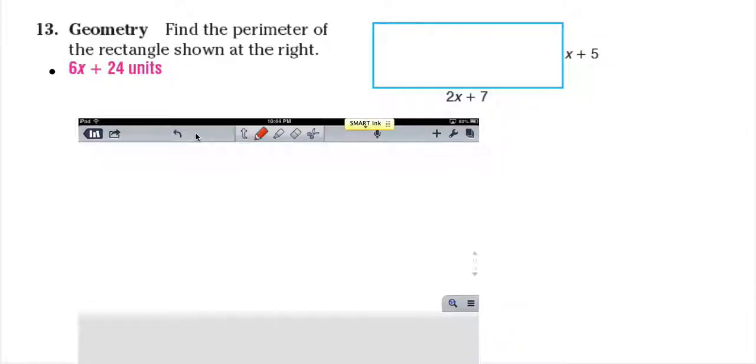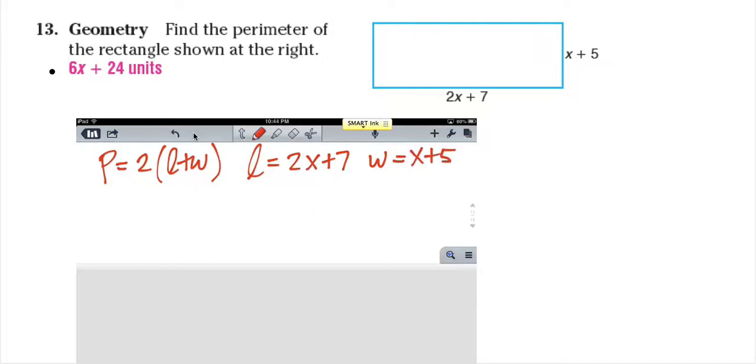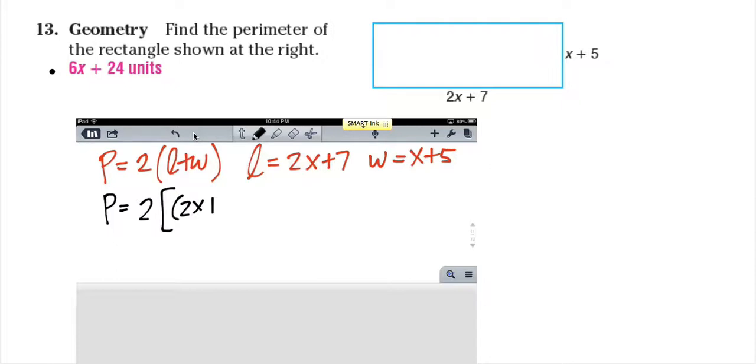and you have x plus 5, we know that the perimeter of any rectangle is equal to 2 times the length plus the width of the rectangle. In our case, our length is equal to 2x plus 7, and our width is equal to x plus 5. Substitute the values to our formula. We now have perimeter is equal to 2 times 2x plus 7 plus x plus 5.